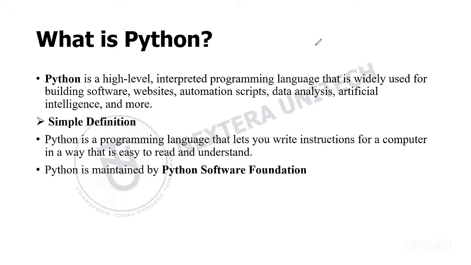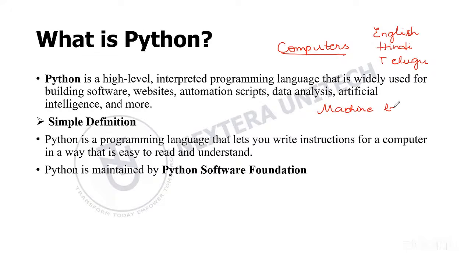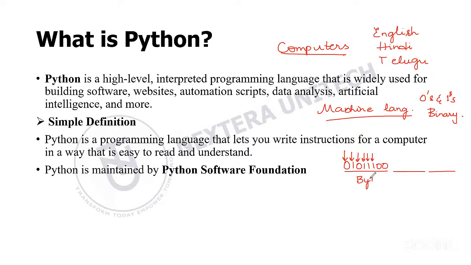So what is Python? Before knowing what Python is, let's start with the core reality of computers. Computers do not understand languages like English, Hindi, and Telugu, or any other human languages, right? Computers only understand machine language. Machine language is basically zeros and ones, in binary format. Binary format is data in bytes, with zeros and ones. It consists of single binary digits, or bits, and a group of them is called a byte. So 1 byte is equal to 8 bits. In this way, your machine language will be there.